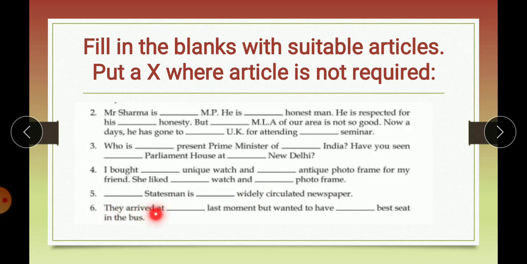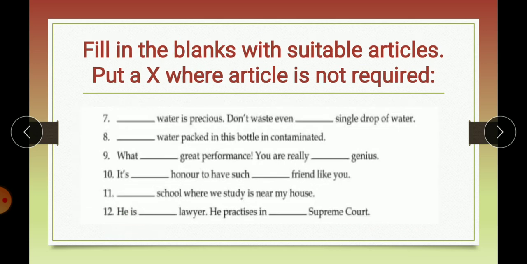They arrived at the last moment. If you remember, before the words like last, first, we are putting the. So the last moment, but wanted to have the best. Before best is a superlative degree. So before that we are putting the. Seat in the bus. Clear? Now coming to seventh one.